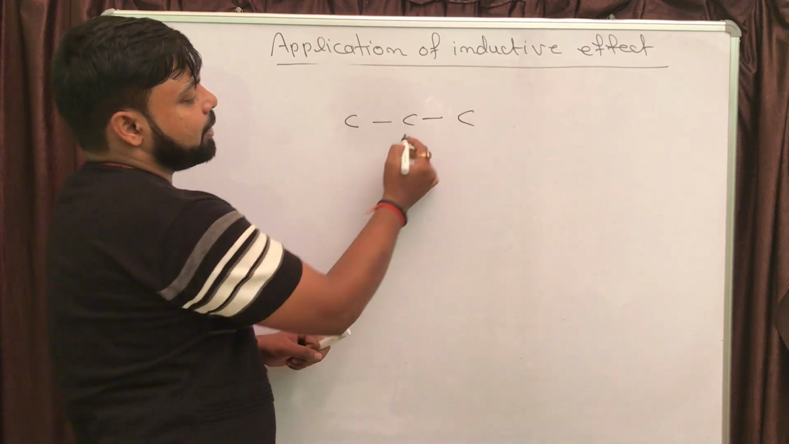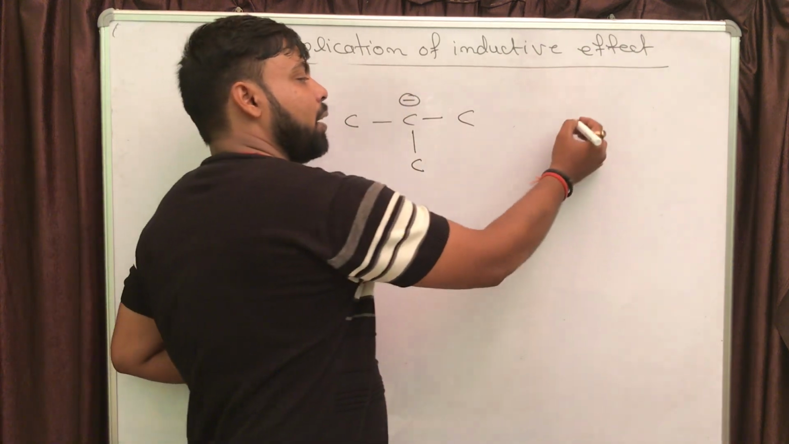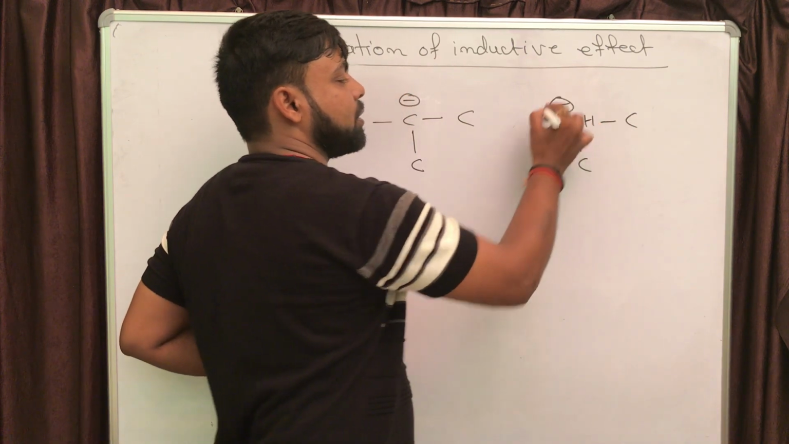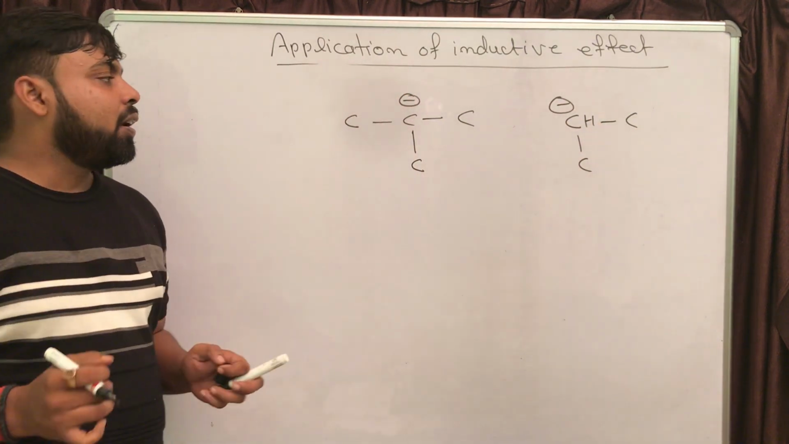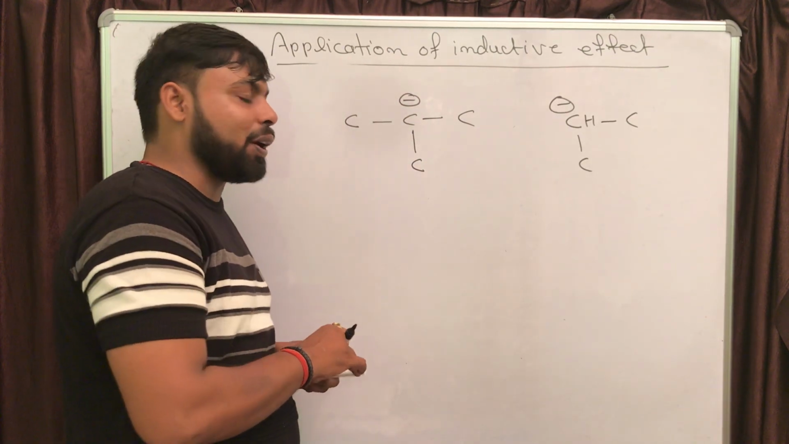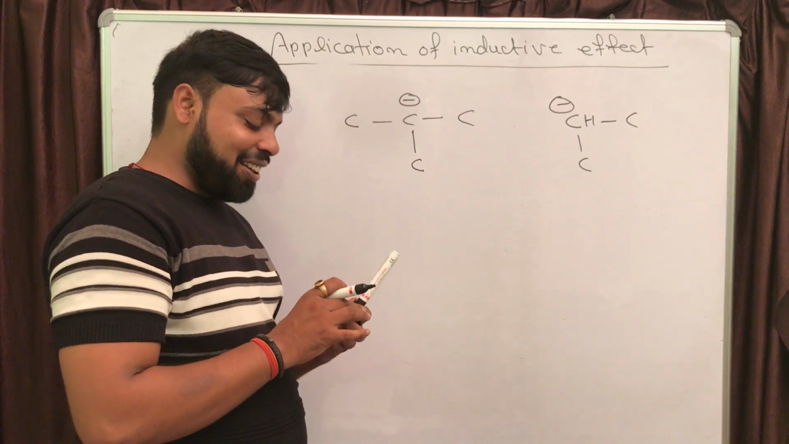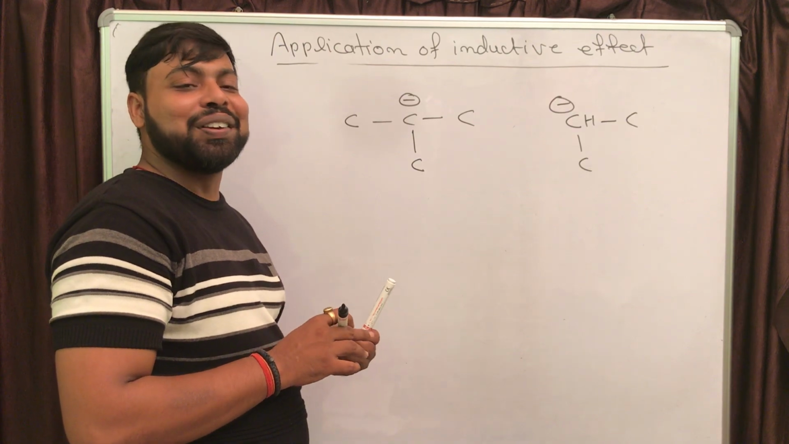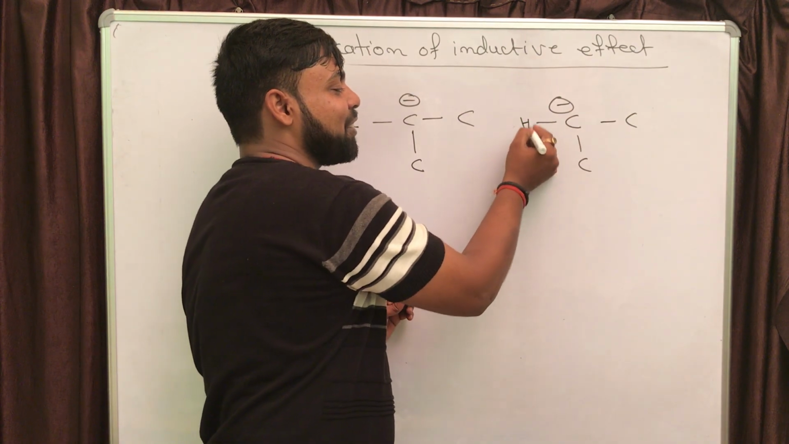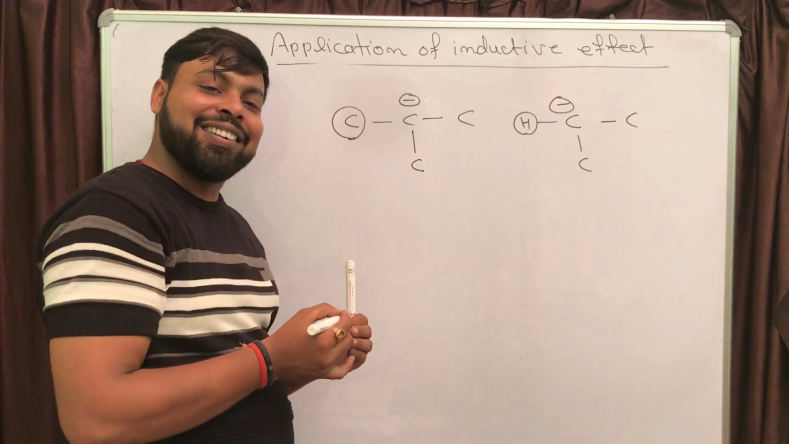Let's say it is negative charge, and here we are having 2-methyl and negative charge. These are the two situations, and it is asked which negative charge is more stable. Now see, in the common portion we are not going to use our mind, right? The only difference is the second one is having hydrogen instead of carbon, right?